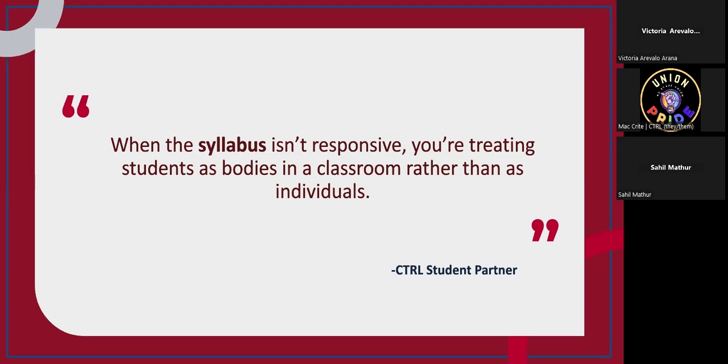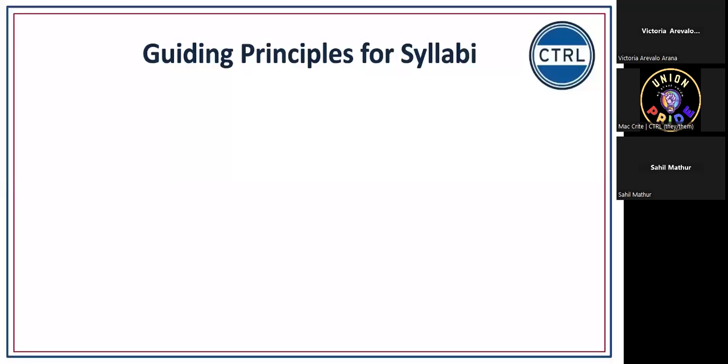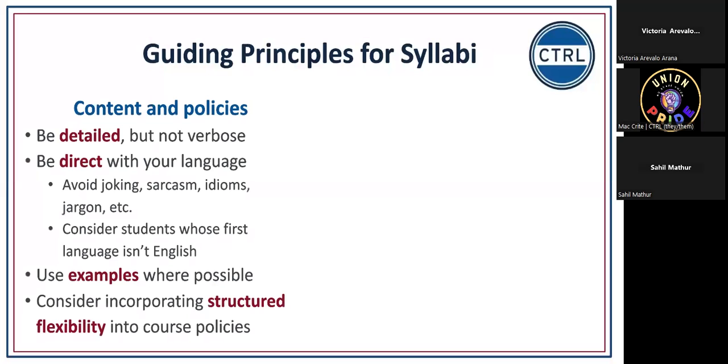So this is a quote from one of our student partners at CTRL, which says that when the syllabus isn't responsive, you're treating students as bodies in a classroom rather than as individuals. The idea behind this is to think about the syllabus as a conversation between yourself and the students, even though it's a one-way conversation. Think about it as you're speaking to someone else and trying to explain to them and convey to them what you want, rather than giving them all the information that is possible and necessary through the syllabus, right? Try and make it a conversation within the confines of what a syllabus can do.